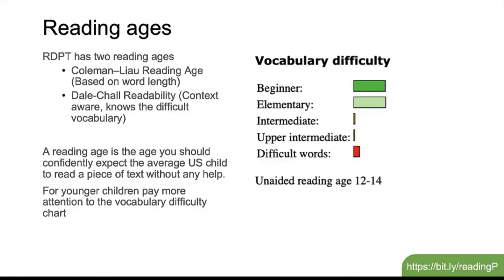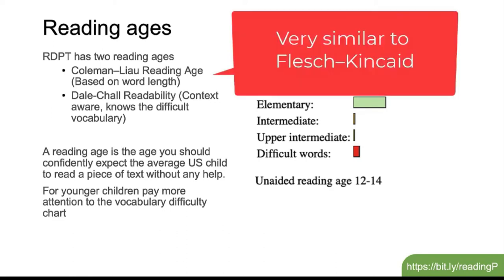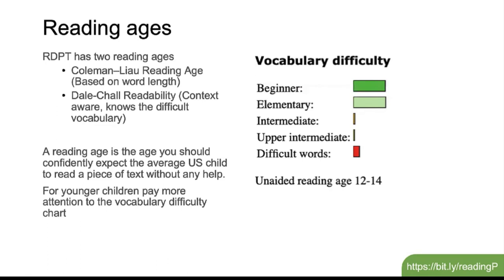So how do we get on with pre-teaching vocabulary? Well, firstly, we look at reading ages, really helpful. We have 2 reading ages supported in IDPT. The Coleman-Liau reading age, which is based on word length. This is one of the most popular ones. The reason I've chosen that is because it's great for machine learning. However, it's not context aware. It doesn't understand the words that are being used. So the Dale-Chall readability is fantastic, and it gives you a really good idea.